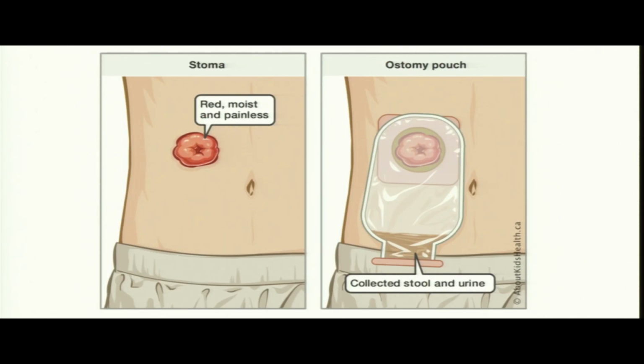You can see here the two pictures very clearly. The stoma directly is red, moist and painless, whereas after putting on the ostomy pouch, you can see the collection of the stool and or the urine taking place here.